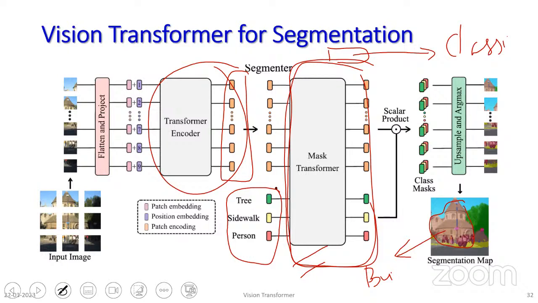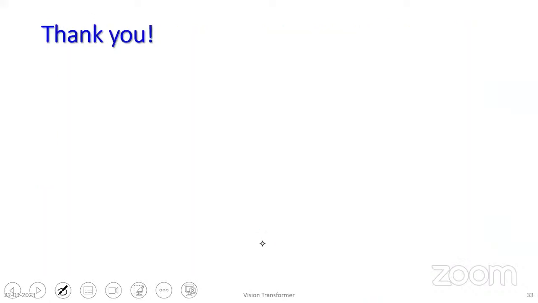So then these flattened patches are again mapped to a two-dimensional array, and each array is then transformed to areas which are based on the pixels belonging to the class tree or sidewalk or person or something like that. That is all from my side.